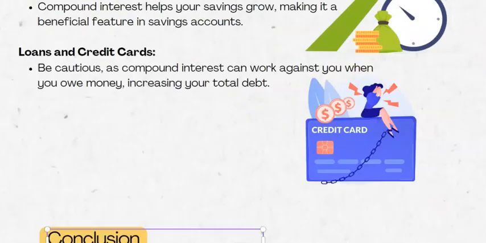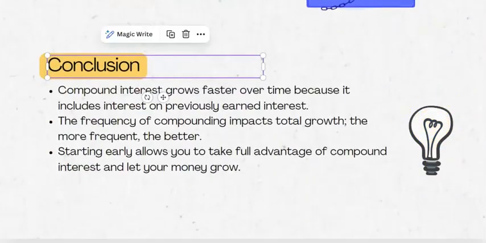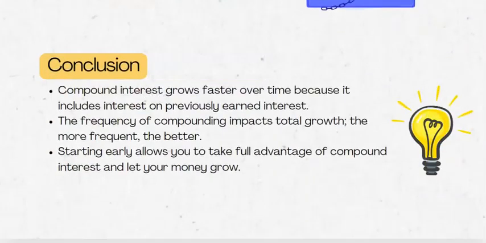So let's wrap up with a few key takeaways. First, compound interest grows faster over time because it includes interest on previously earned interest. The frequency of compounding impacts total growth. The more frequent, the better. And starting early allows you to take full advantage of compound interest and let your money grow.